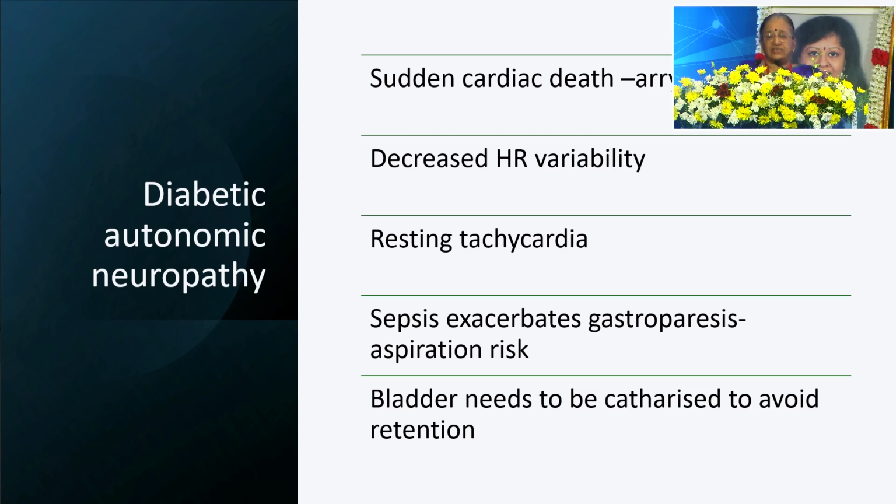There is a decreased heart rate variability, there is a resting tachycardia, which is the first sign of cardiac autonomic neuropathy in diabetics. Plus, sepsis exacerbates gastroparesis. Remember, autonomic neuropathy, apart from cardiac, can make your sepsis patients vomit. Many times they vomit, their Ryle's tube aspirate comes out. That is because of the gastroparesis caused by both diabetes and sepsis. The bladder emptying is poor, so many times they have to be on a catheter.